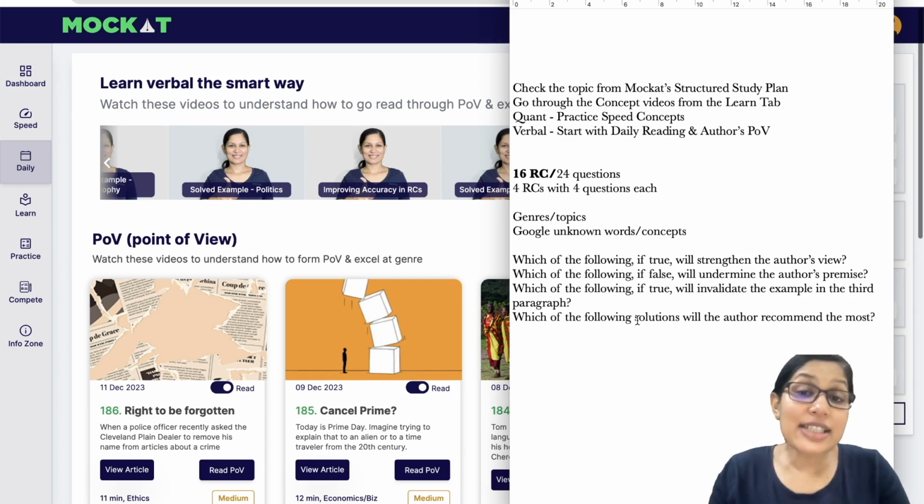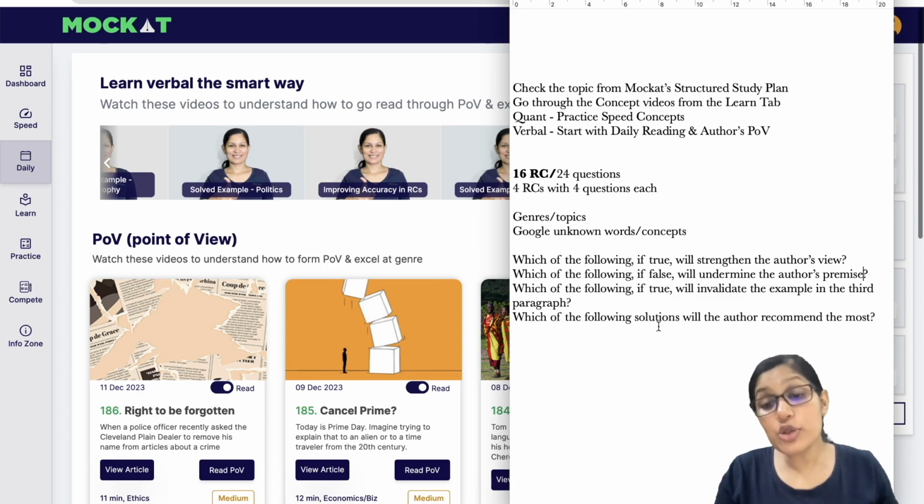So these are not things which you can find in the passage. You need to understand what is the author's view or what is the author's premise. Then you need to look at the fresh information given in the 4 options and understand, if this is true, is it strengthening it? Is it weakening it? Is it going in line with the example, or is it invalidating the example? Based on the author's view, which solution would they recommend?